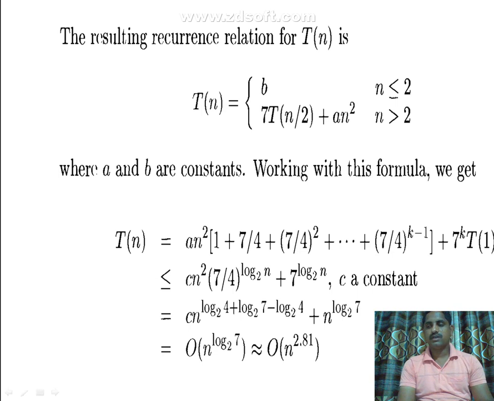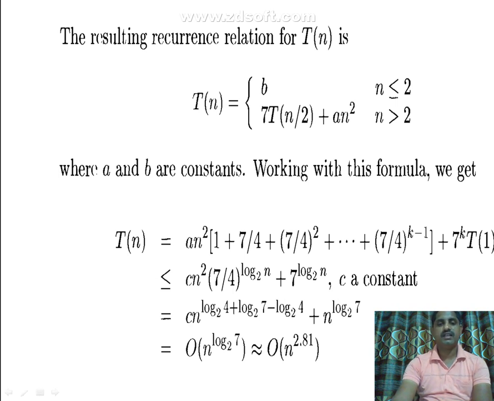The resulting recurrence relation for T of n is T of n equal to b, n less than or equal to 2, and 7T of n by 2 plus a n square, n greater than 2, where a and b are constants. Working with this formula we get T of n equal to a n square of 1 plus 7 by 4 plus (7 by 4) whole square plus and so on (7 by 4) power k minus 1, plus 7 power k into T of 1.